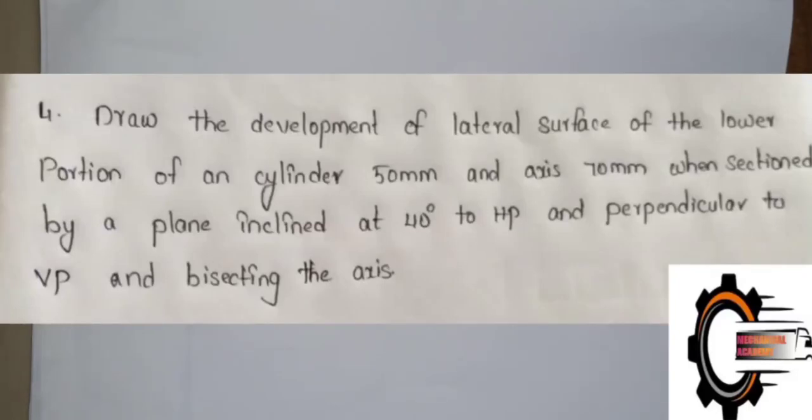Okay, students. Now the next problem is the cylinder, in the development of the lateral surface. The problem is to draw the development of the lateral surface of the lower portion of a cylinder, diameter 50 mm and axis 70 mm, when sectioned by a plane inclined at 40 degrees to the HP and perpendicular to the VP and bisecting the axis. Okay, this is the problem.